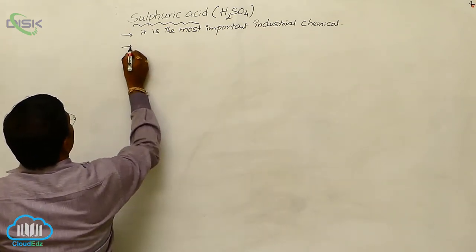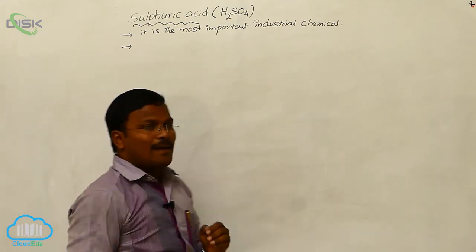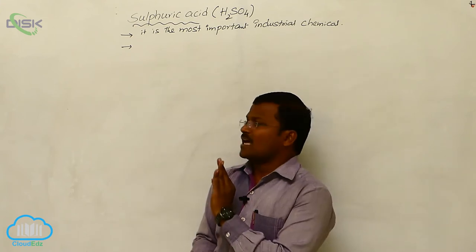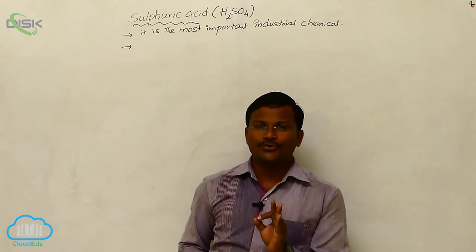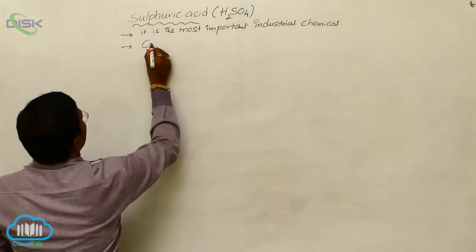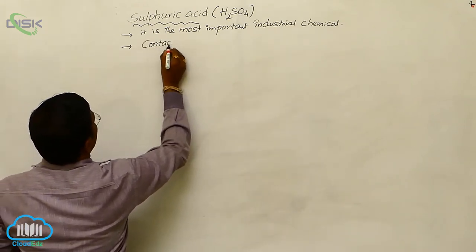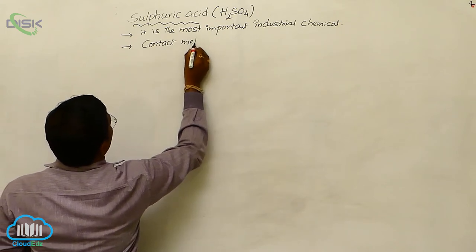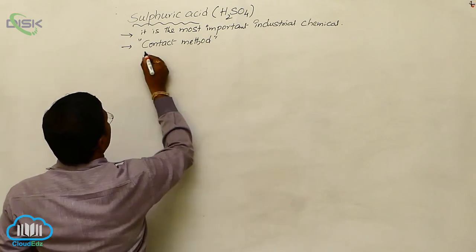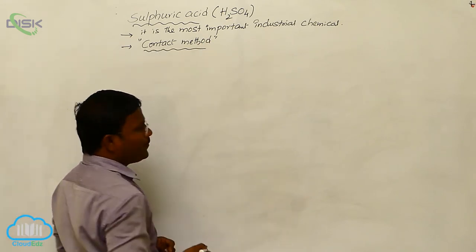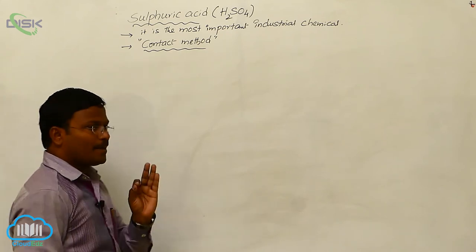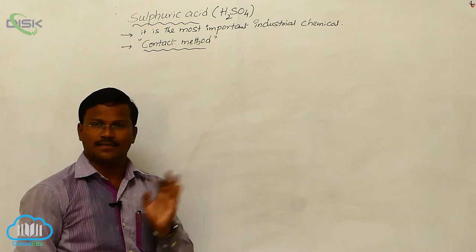And in the laboratory or in the industry, sulfuric acid is produced by the contact method, or contact process. This is the most important question, a long question during the IPE examination: preparation of sulfuric acid.